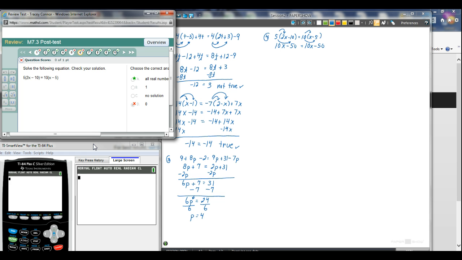Then I want to get x's all together here. I have a 10x on the right side, so I'm going to subtract 10x from both sides. Again, you'll see my variable drops out, and I end up with a true statement. Because it's true, you choose all real numbers. So true means all real numbers. Not true means no solution.